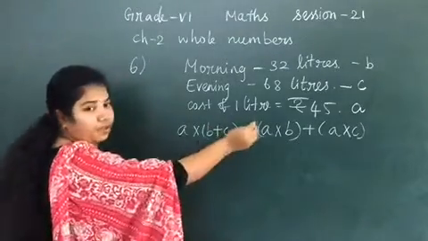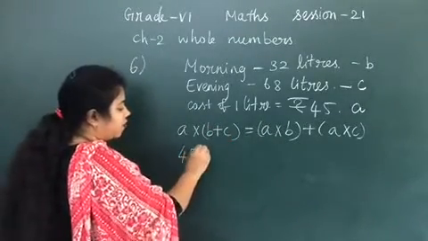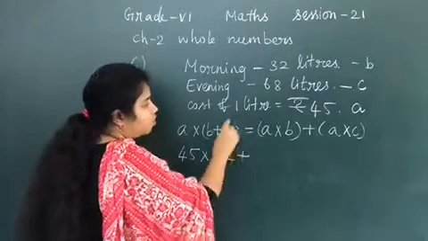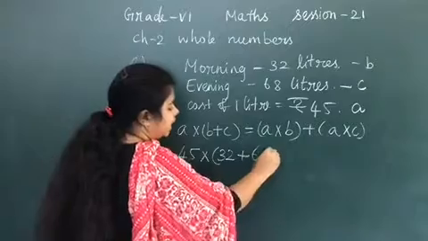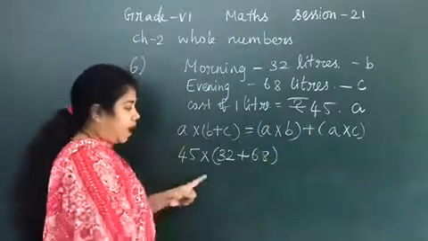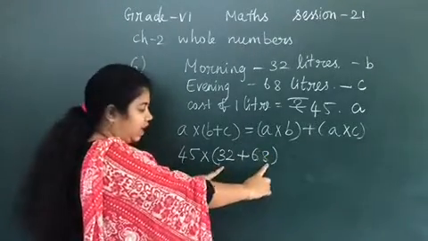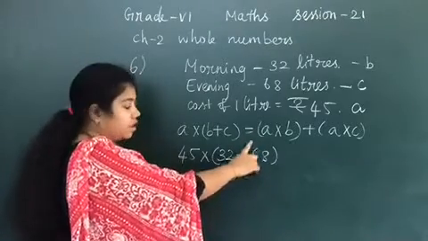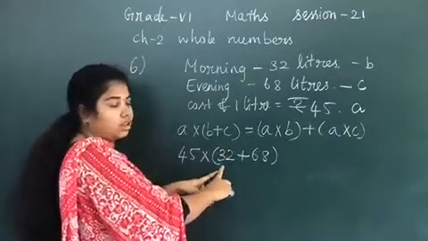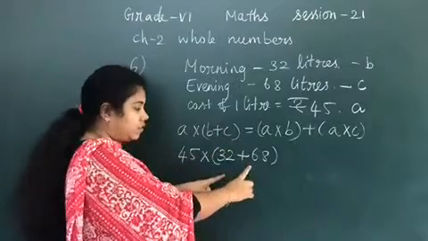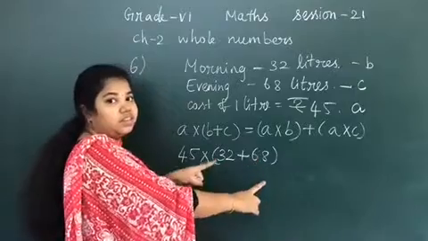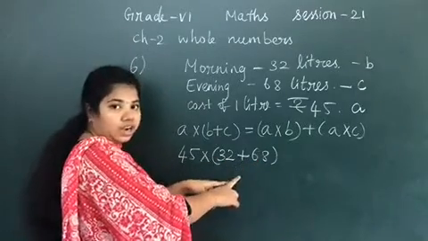Okay. A, what is the value of A? 45. What is the value of B? 32. What is the value of C? 68. Now, add these two numbers. 8 plus 2, 10. Carry over 1. 6 plus 1, 7. 7 plus 3, 10. Otherwise, while seeing the sum itself, you can understand 68 and 32 is given. This is the combination for 100.